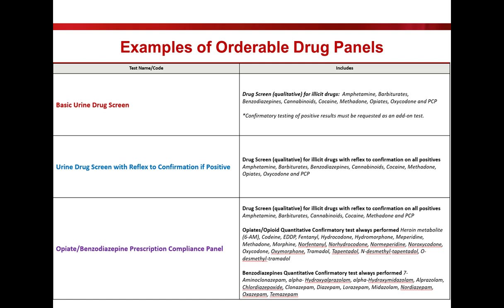The next level of test we have is a urine drug screen with reflex to confirmation if positive, and it's literally named that in our EMR. This test has the same exact 9-component panel, except if anything comes up as positive, it automatically reflexes to a confirmation. So there's a rule built in our laboratory information system that says if any of these screens come up positive, automatically order a confirmation for that test.